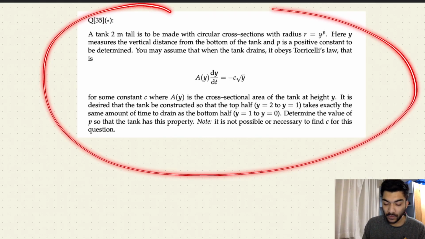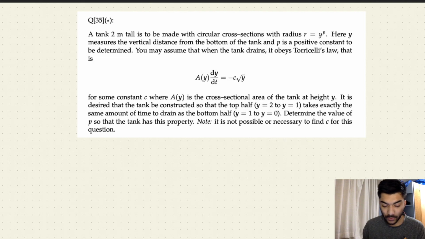So let's do one more word problem on differential equations. In this question, we have been given that there is a tank which is of height 2 meters and it is to be made with circular cross sections of radius r equals y to the power p, where y is basically the vertical distance from the bottom of the tank.